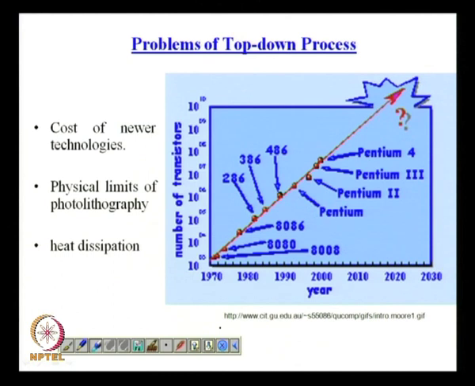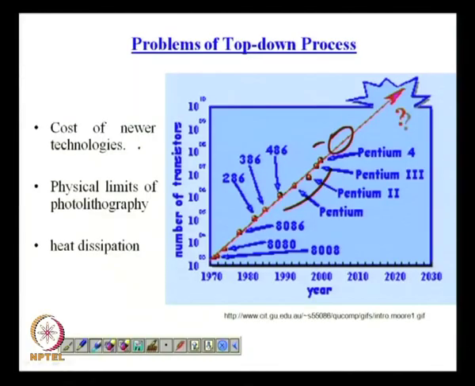And if you look at this specific graph which I have got from somewhere, from 1970 till close to 2010, okay, the number of transistors on a chip is increasing phenomenally. Okay. So, right now we are somewhere around here, and the problems associated with packing so many transistors on a silicon chip are obviously the cost of newer technologies and the physical limits of photolithography that I have discussed. This is the one which I have not talked about. Any transistor is going to generate some amount of energy.